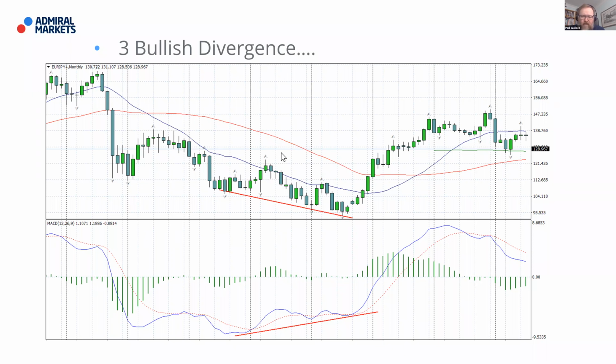So hopefully you can see that this is what's called bullish divergence, because even though the price is going down, the momentum is going up, and it's expecting to rise. You can see what actually happens and follows from the price there itself.